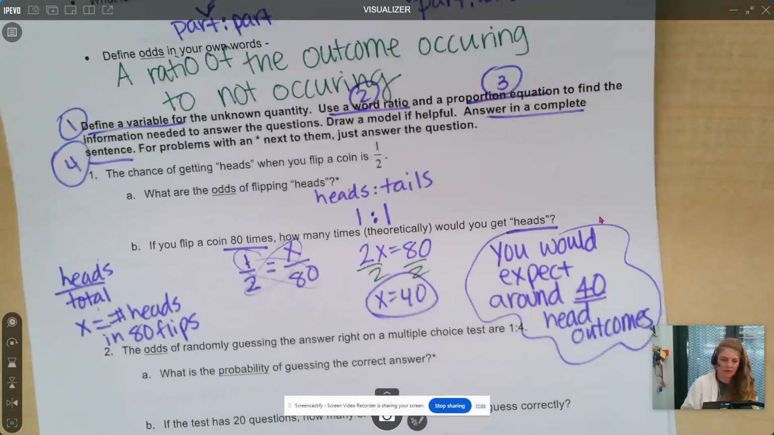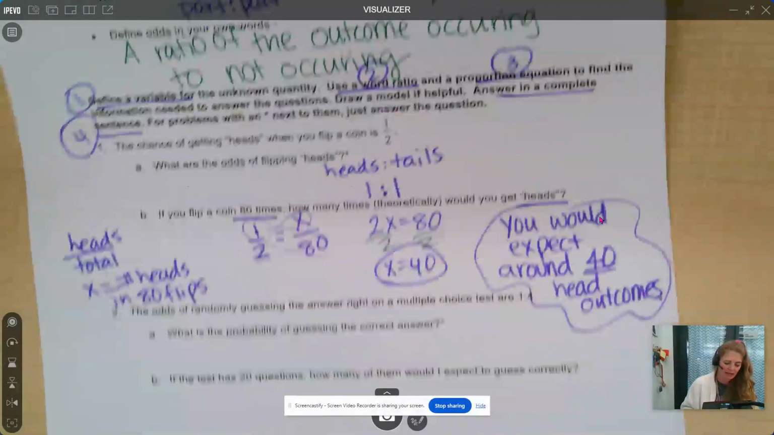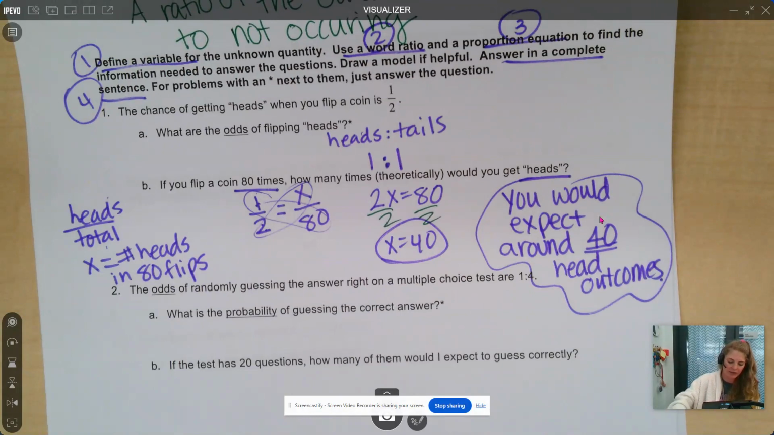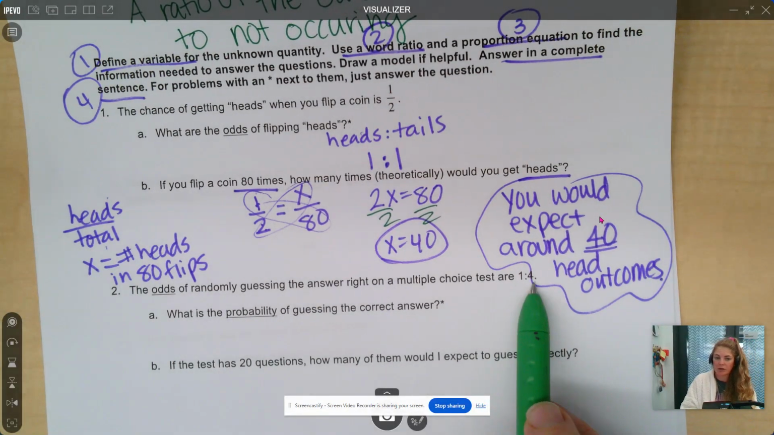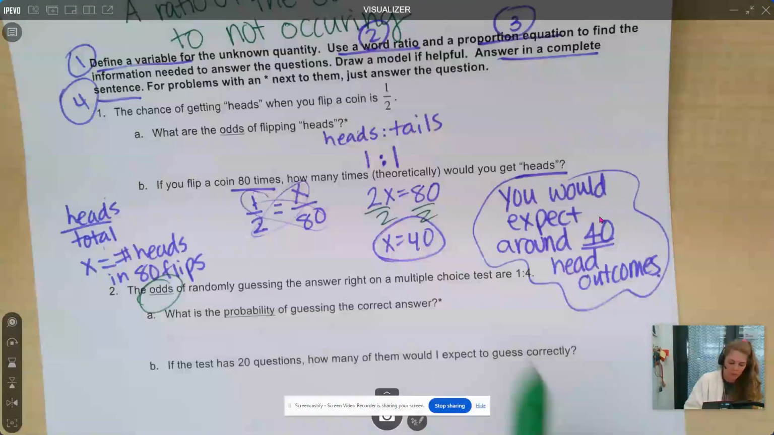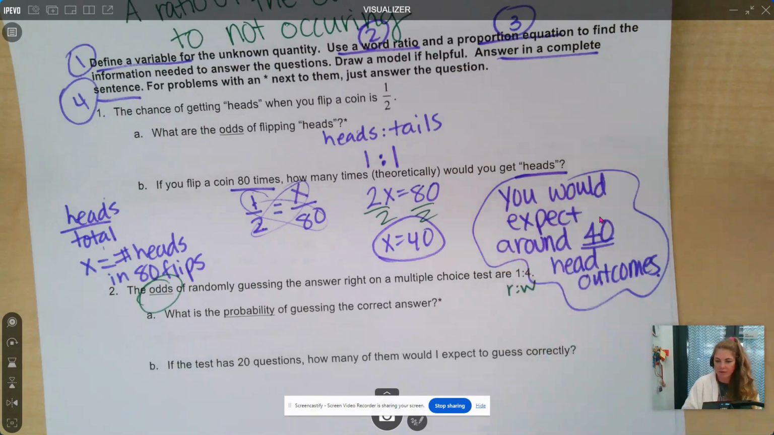So around 40, you would expect about 40. Perfect. So let's take a look at the next one. It says the odds of randomly guessing the answer right to a multiple choice test are 1 to 4. So again, it's not 1 out of every 4. These are odds. So odds are part to part. So this would be right to wrong if you think about this.